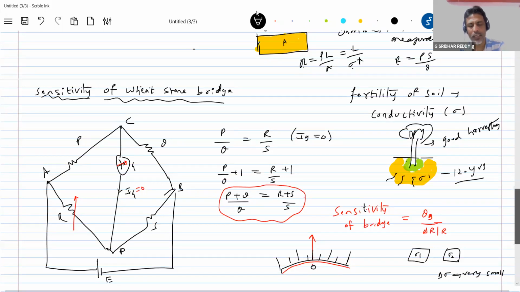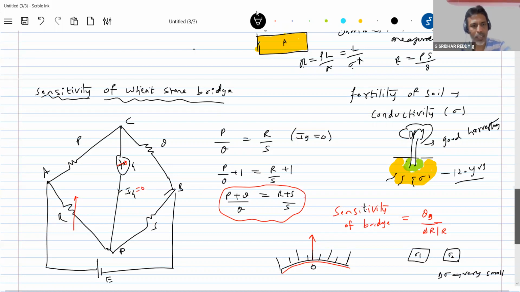Got the idea? So here you come out of that P by Q equal to R by S. It is only for us to get rank in IIT. What happens? You think only this much, but practically what happens? Rather than balance, the unbalanced condition is very important.